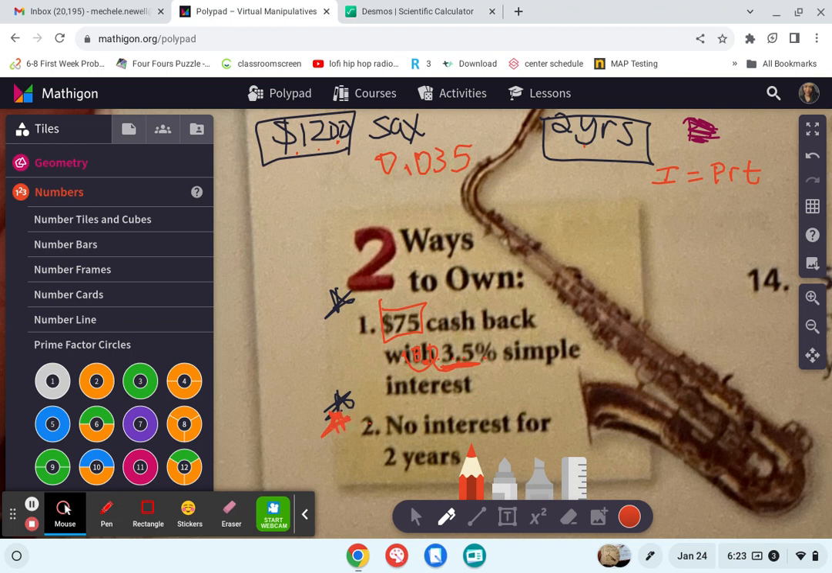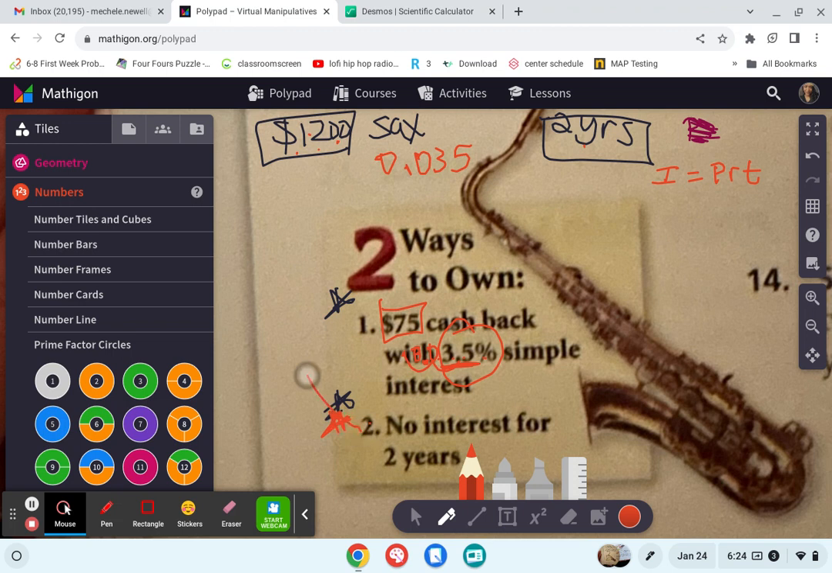So the loan is, you could borrow... That's the wrong thing. The saxophone costs $1,200. A store offers two loan options. Which option saves more money if you pay the loan in 2 years? So if you pay the loan in 2 years and you don't have a percentage, you're just going to take that 1,200 and divide it by two. That's it, and see how much money it's going to cost.